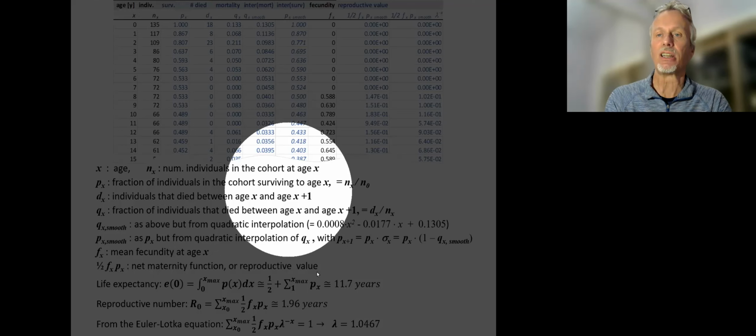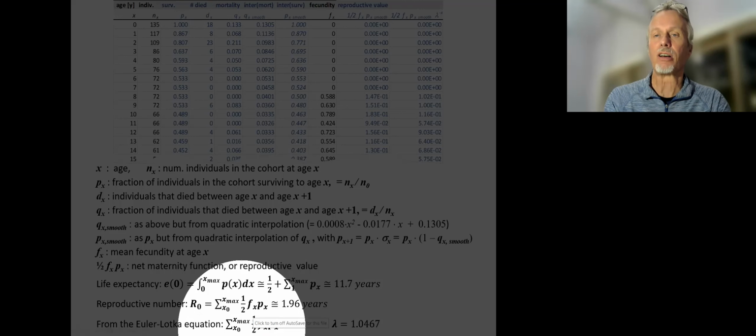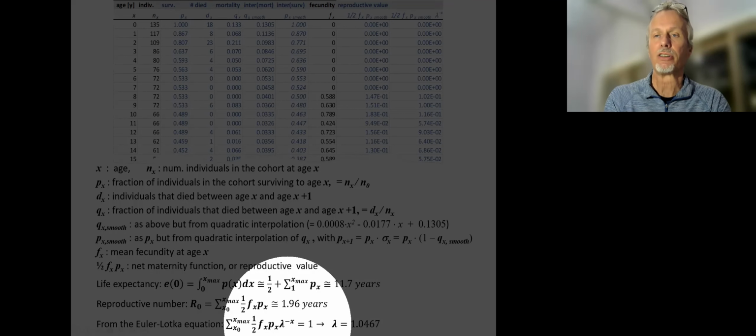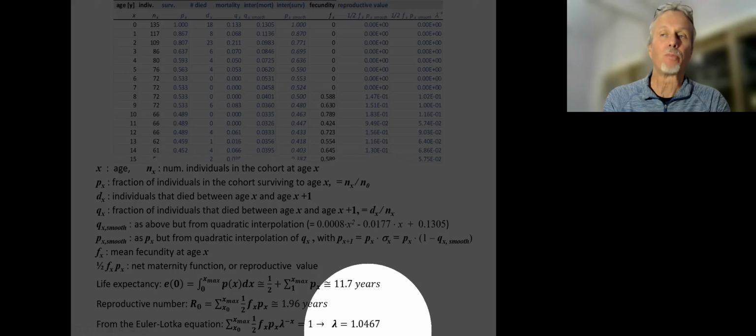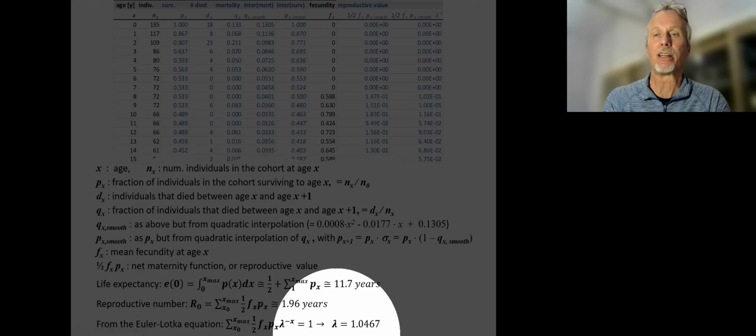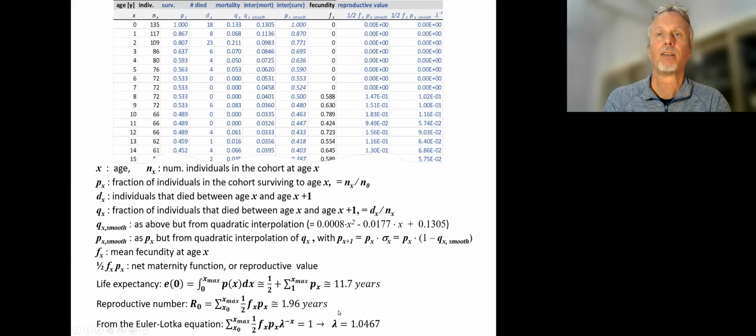We can also use this information with the Euler-Lotka equation in this model to compute the only unknown parameter that we still have, lambda. By solving this equation numerically, we found that lambda is equal to 1.04467, so about 4.6% of growth every year. And we can also see clearly how R0 and lambda are different here.